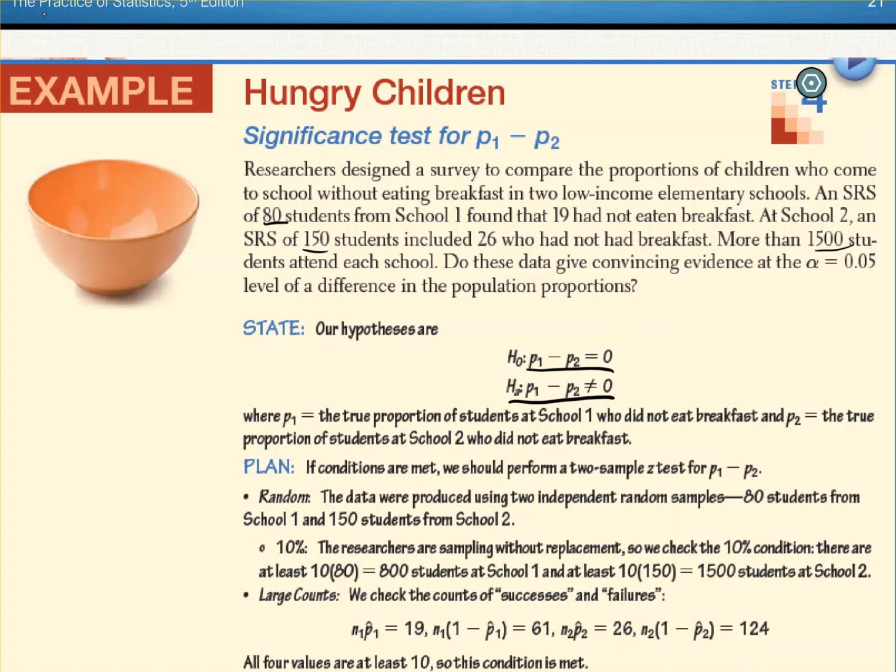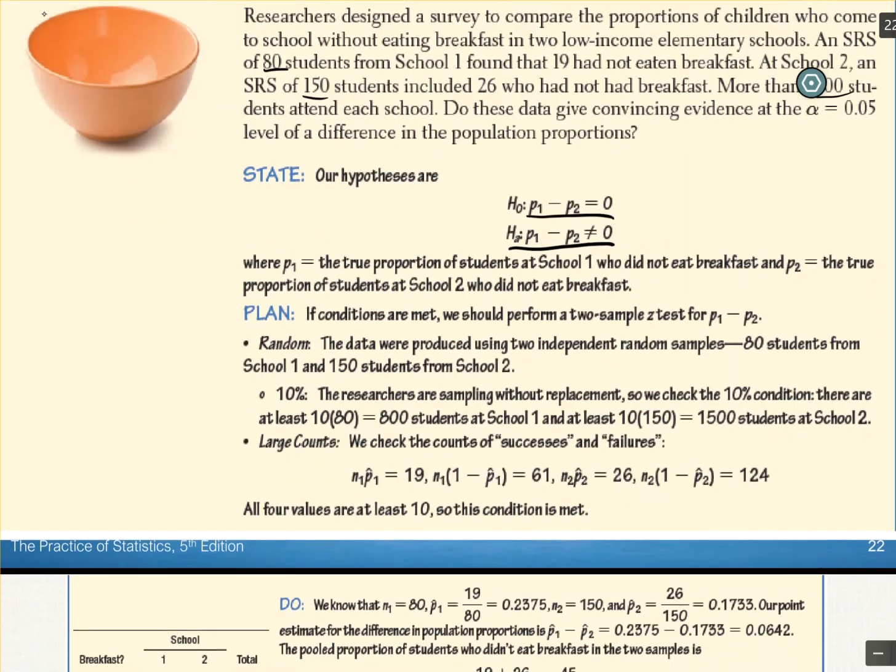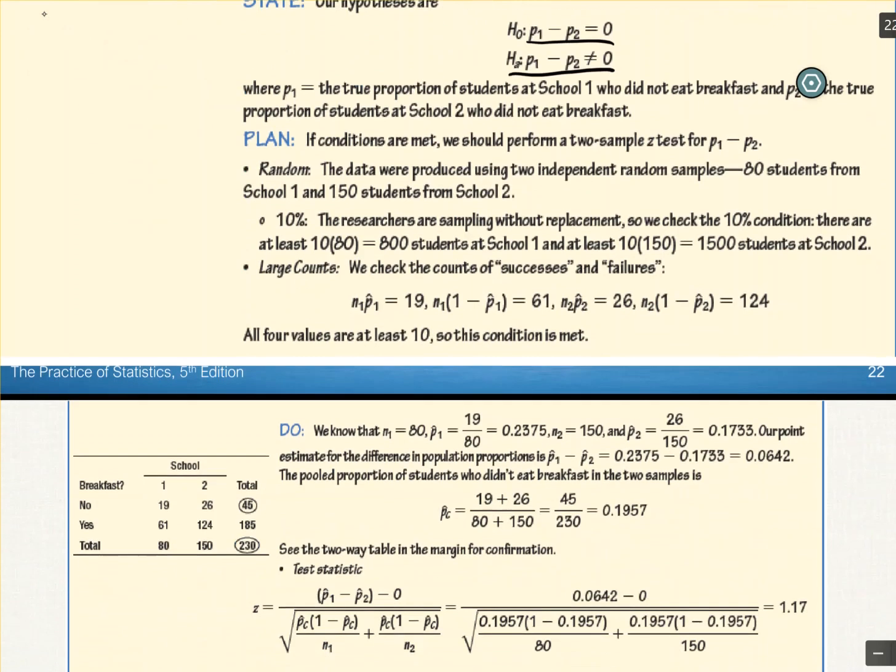And then large counts. Again, we ended up with 19 that had not eaten breakfast. So there were 19 who had not eaten breakfast, and that leaves us with 61 that had. And similarly, 26 did not, so that leaves us with 124 that had. So all those values are at least 10, so this condition is met.